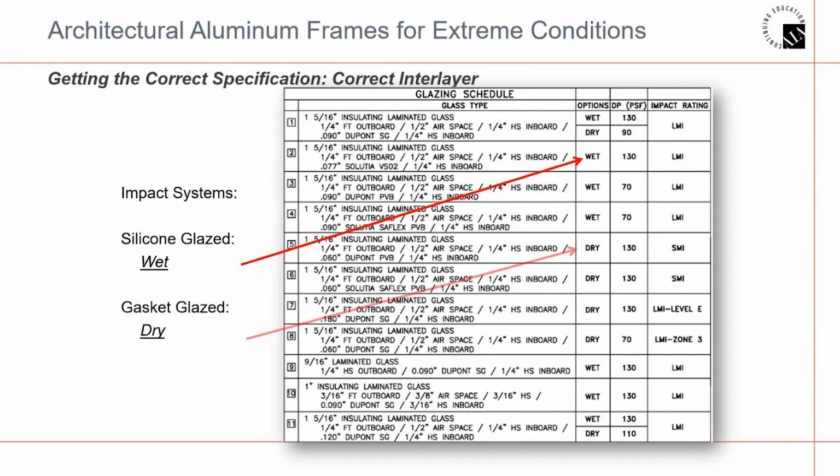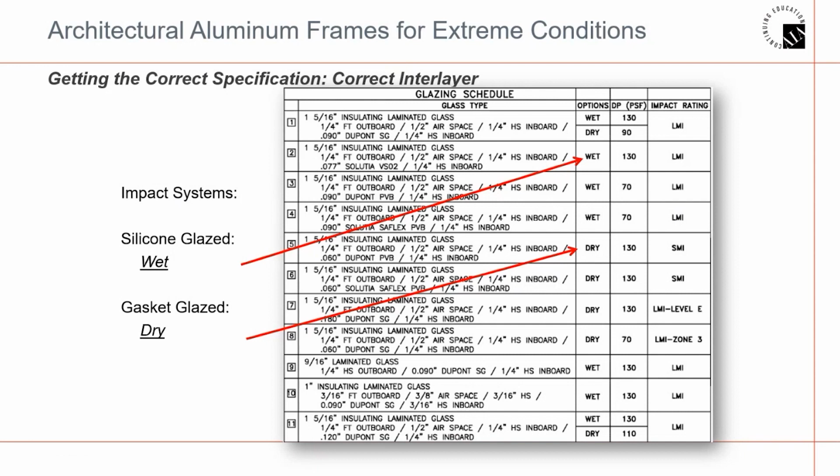In this example, you see the glass was set with gaskets or dry glazing. Again, this is important because the interlayer used here is stiffer than one used with wet sealing. So it's more rigid than typical ones. You don't want to mix these up. If you call for the wrong combination between the interlayer and glazing, we can have problems.